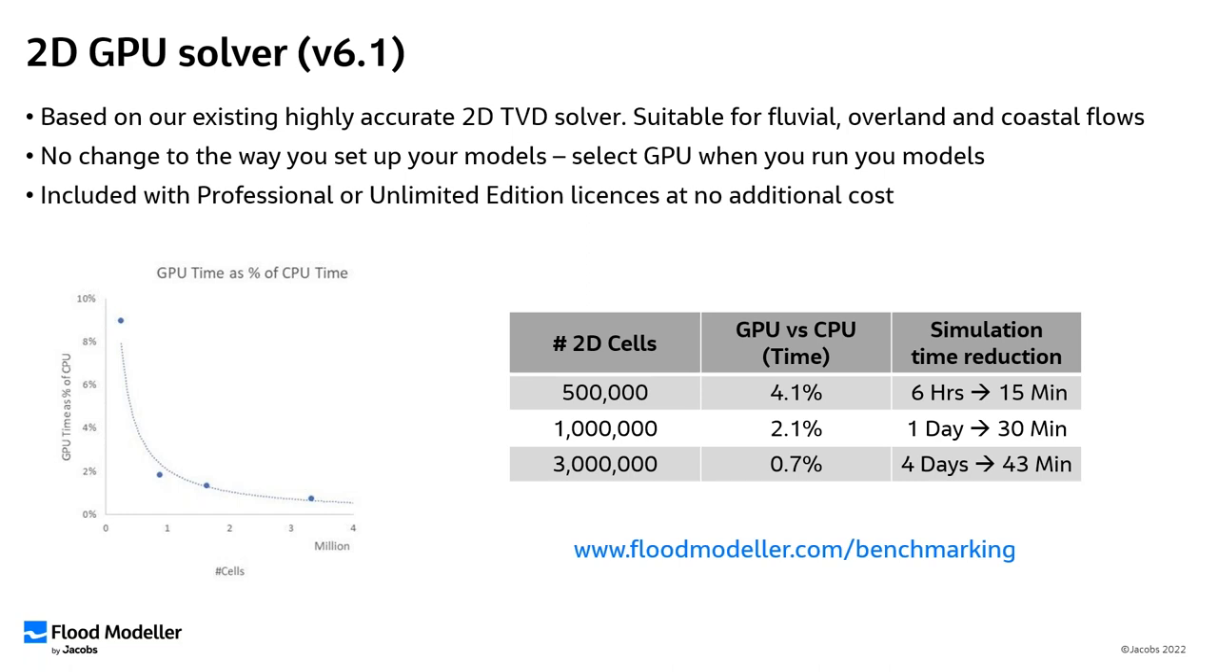As you can see on the figure and the table below here, on the left and the right hand side, massive time savings for GPU versus CPU. I think the key one there is the bottom line of the right hand table. Got 3 million 2D cells, which typically on CPU would take about 4 days to run, but on GPU in our benchmark testing took 43 minutes. So really amazing time savings there. And the larger the model, so the more cells you have, the more calculations Flood Modeler is doing, the greater the time saving.